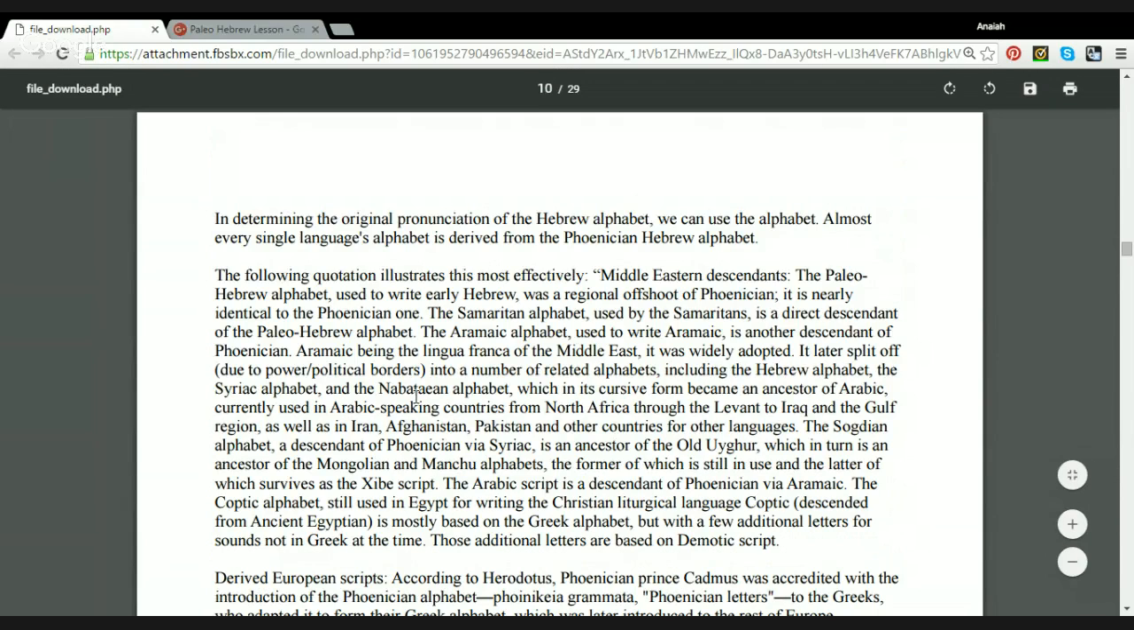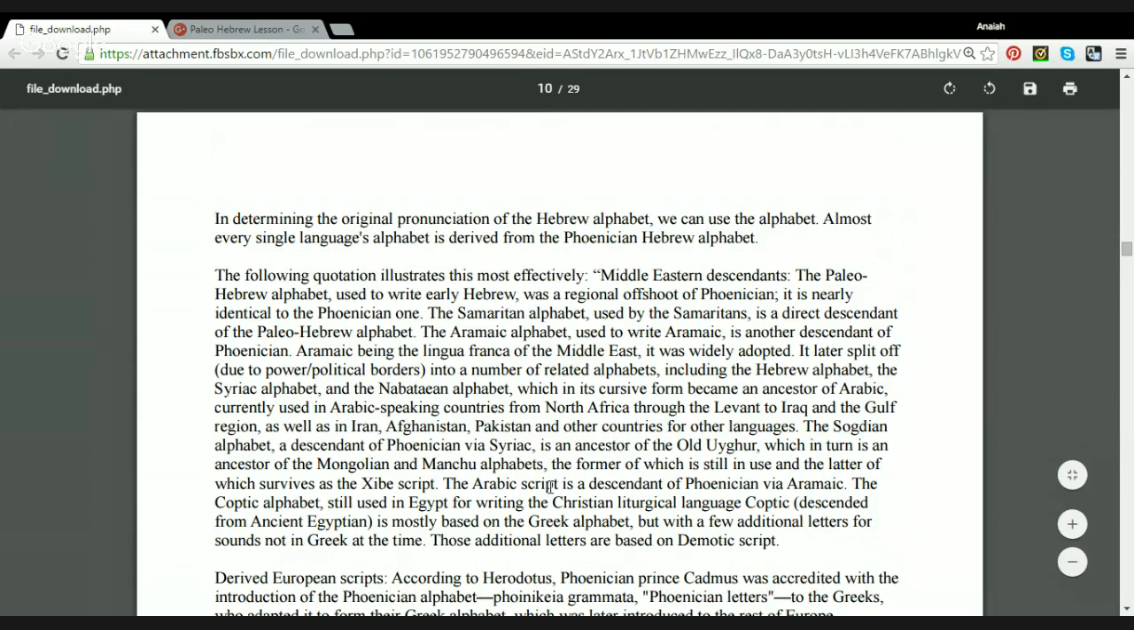the Syriac alphabet, and the Nabatean alphabet, which in its cursive form became an ancestor of Arabic, currently used in Arabic-speaking countries from North Africa through the Levant to Iraq and the Gulf region, as well as in Iran, Afghanistan, Pakistan, and other countries for other languages. The Sogdian alphabet, a descendant of Phoenician via Syriac, is an ancestor of the Old Uyghur, which is in turn an ancestor of the Mongolian and Manchu alphabets, the former of which is still in use, and the latter of which survives as the Xibe script.